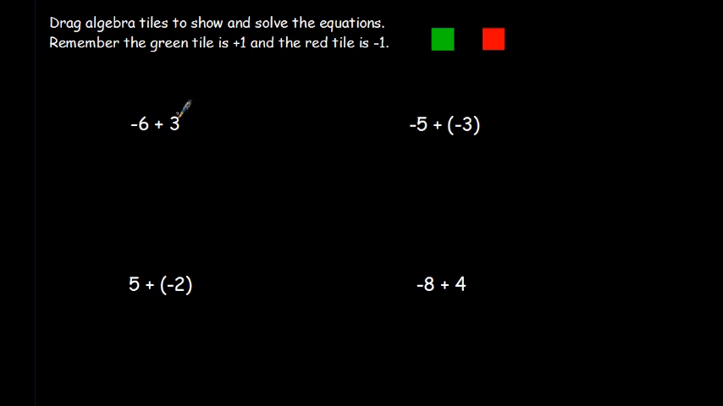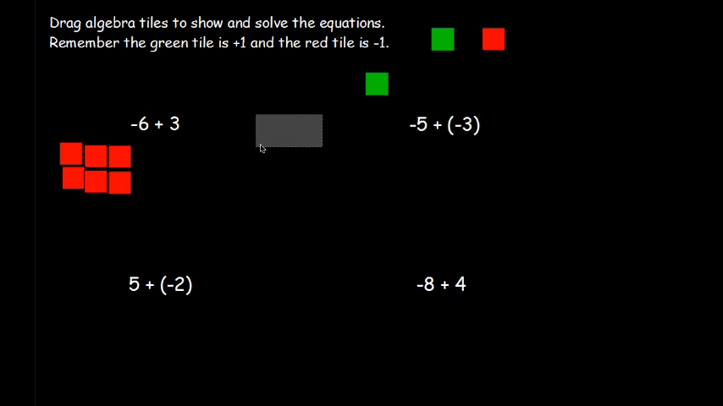Alright, so let's take a look at this. We can try it. Drag the algebra tiles to show and solve each equation. Remember, the green tiles are positive 1 and the red tiles are negative 1. So we have 6 reds, 5, 6, and then we have 3 greens.